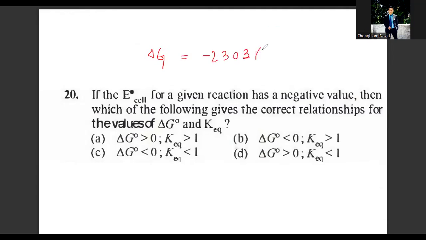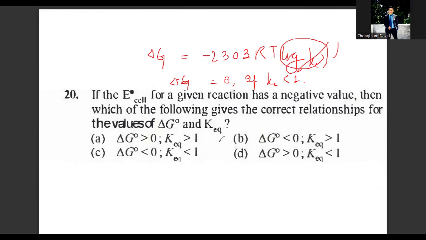And you have the relation, remember, Gibbs free energy is given as delta G naught, or you can say delta G, because at equilibrium G naught is already zero, right? 2.303 RT log Kc. And if this Kc is 1, okay, delta G would be 0. Considering if Kc is less than 1. Now, if delta G is minus nFE cell, E cell must be positive to have delta G as a negative value.